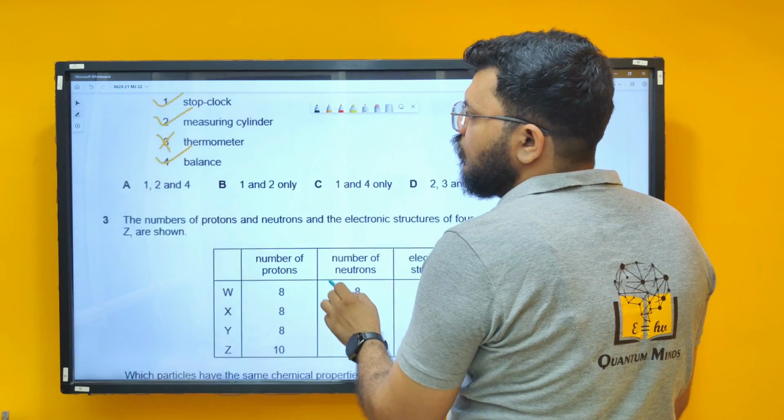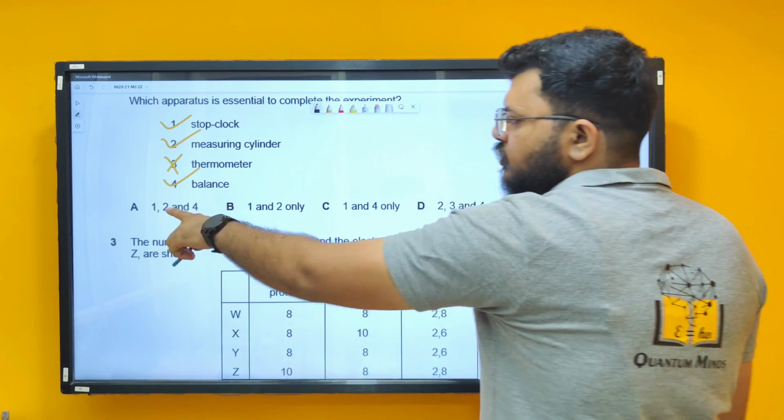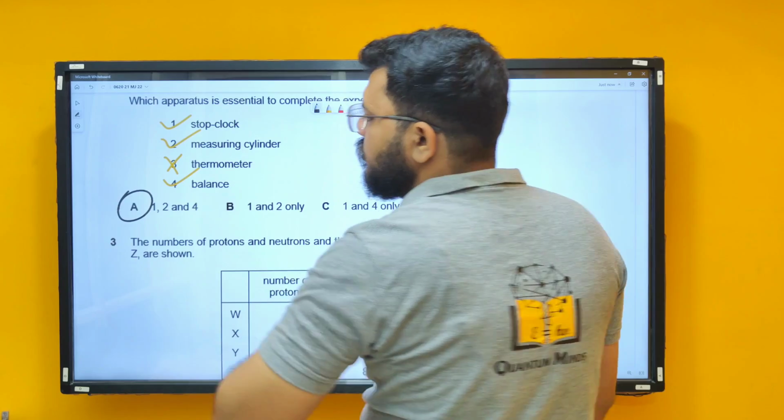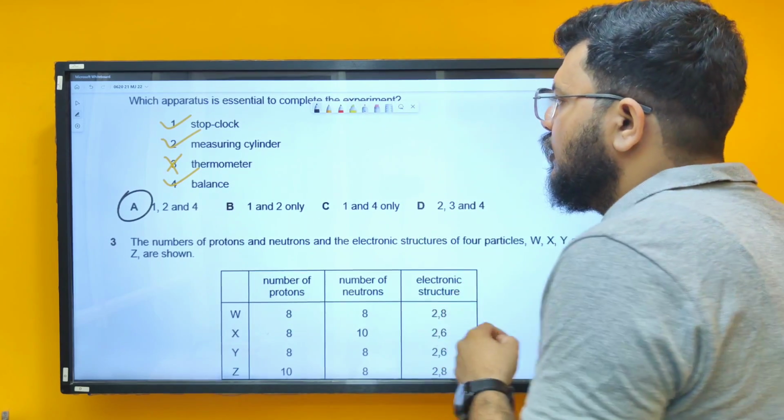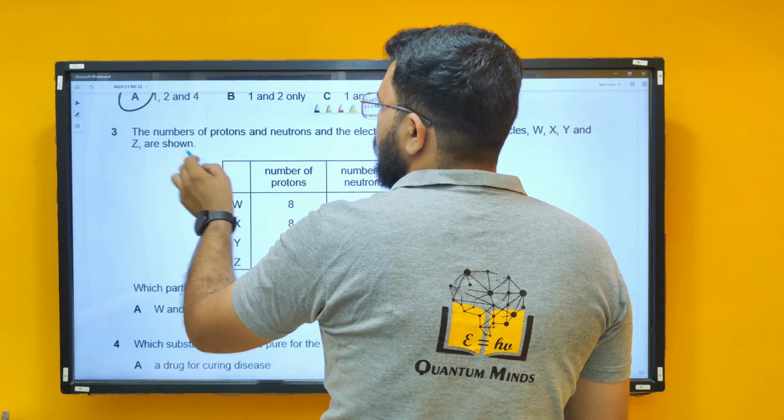Let's see what our options are. So 1, 2 and 4. Let's find out one such option, 1, 2 and 4. That is option A. So A is your correct answer. Let's look at question number 3.